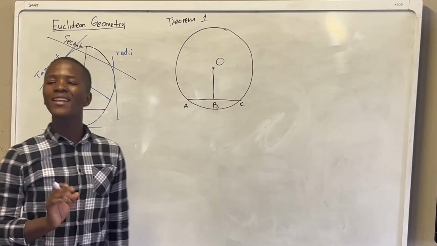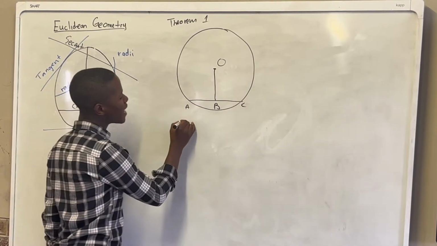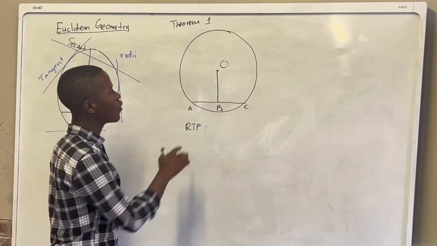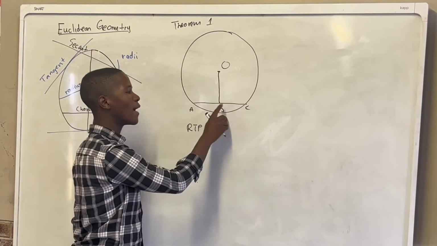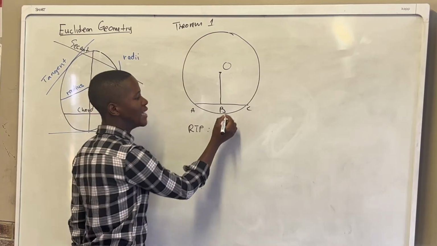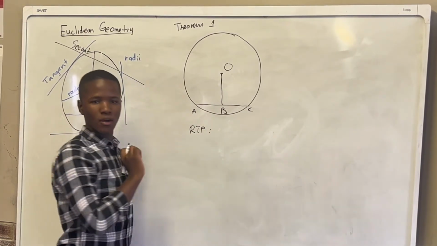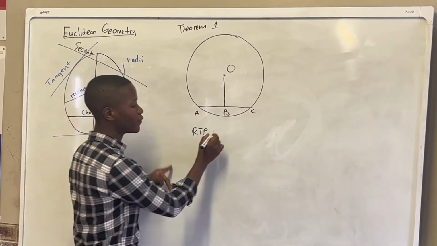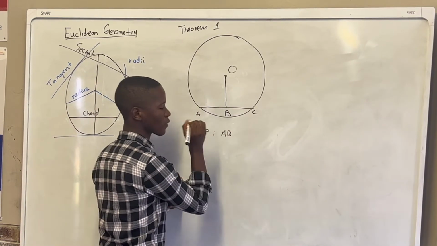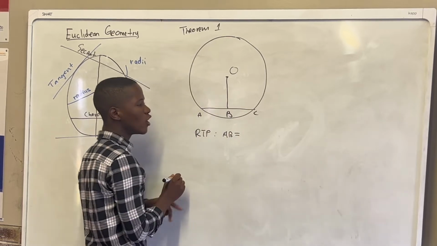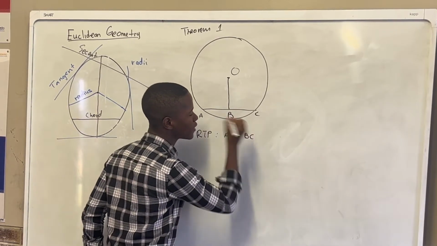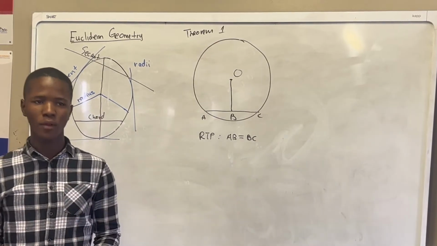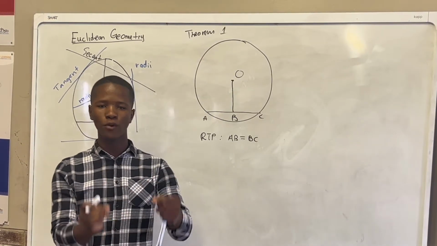So what are we required to prove here? We are required to prove that if a line is drawn from the center perpendicular to the chord, it bisects the chord. Bisection means you are required to prove that line AB is going to be equal to line BC. This is what you are required to prove in this particular theorem. So how do you go about proving it?